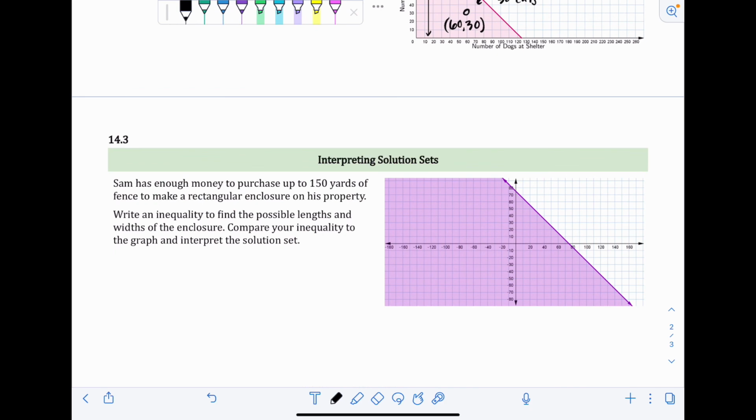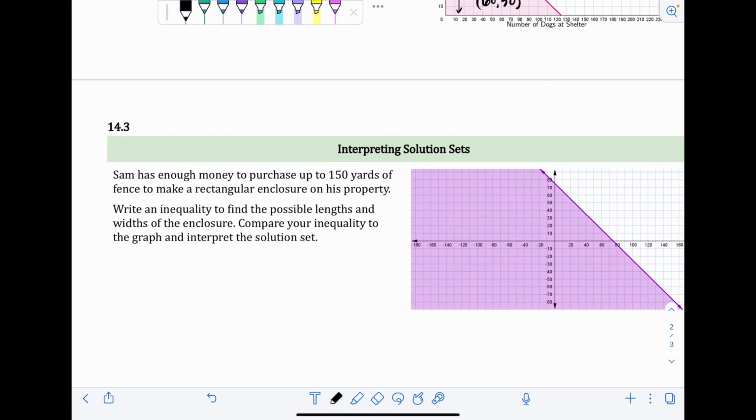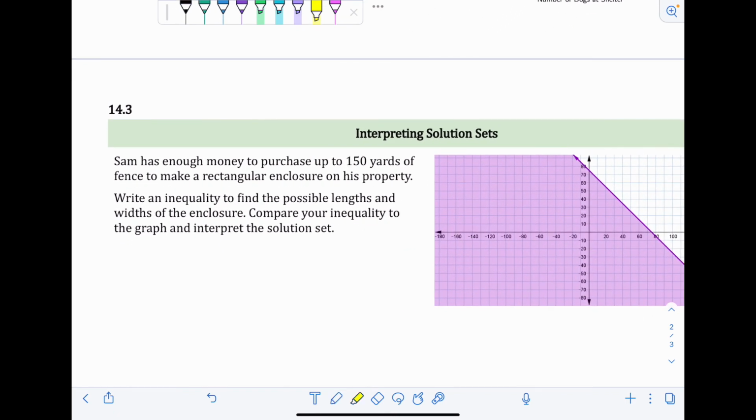14.3 is just an extra example of interpreting solution sets from an inequality. Sam has enough money to purchase 150 yards of fence to make a rectangular enclosure for his property. Write an inequality to find the possible lengths and widths of the enclosure, and then we'll compare the inequality to the graph and interpret the solution set.